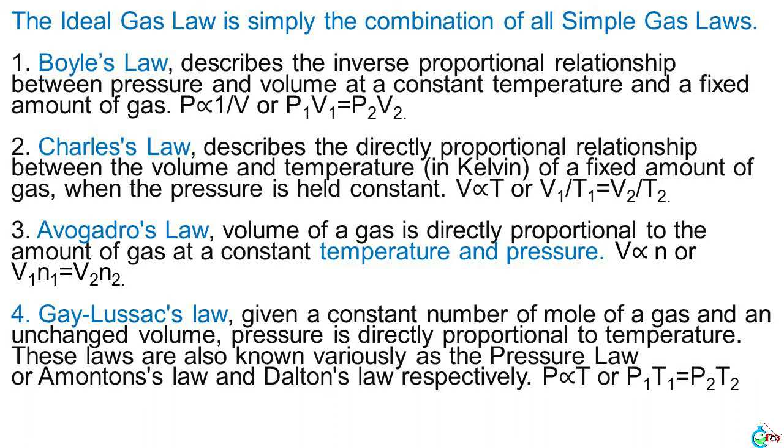2. Charles's law describes the directly proportional relationship between the volume and temperature, in Kelvin, of a fixed amount of gas, when the pressure is held constant. V is directly proportional to T, or V1 over T1 equals V2 over T2.